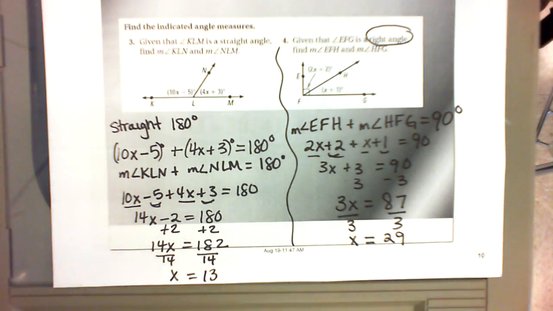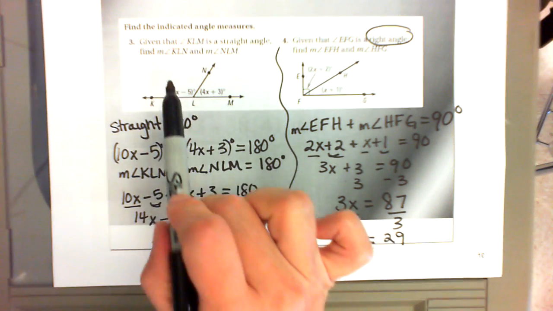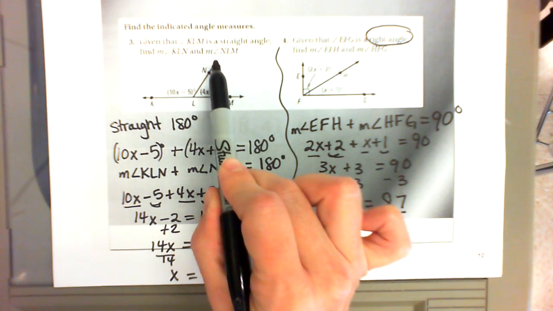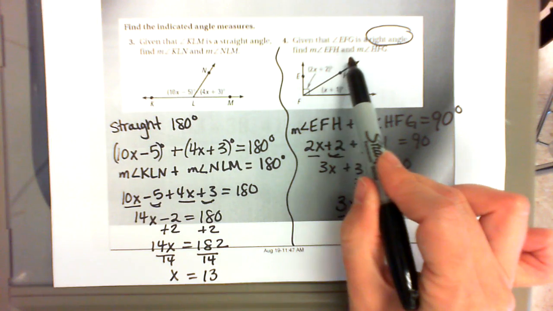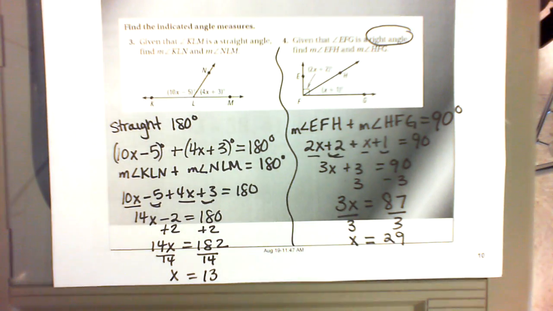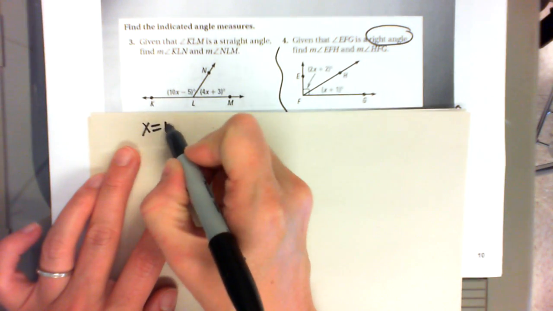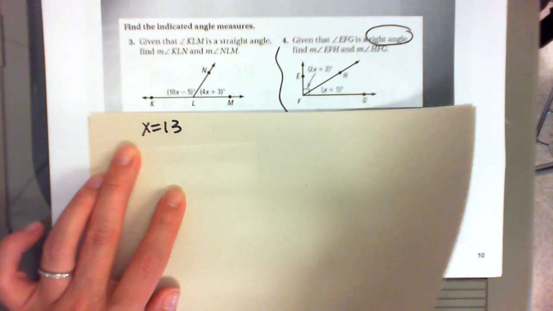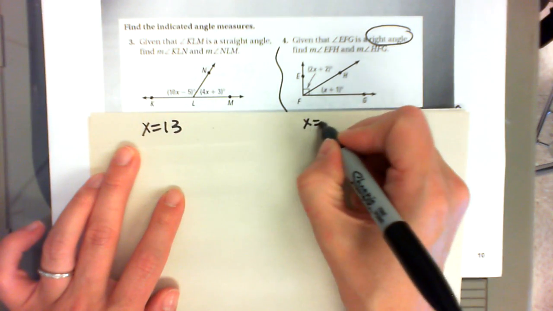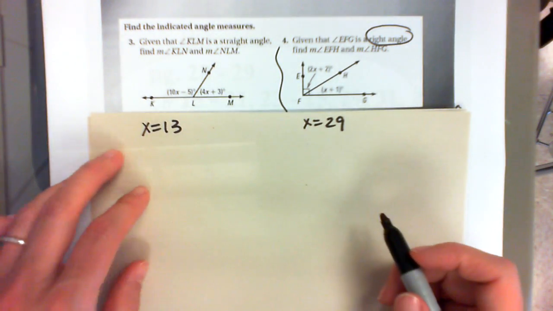Now, we needed to find the measure of the angles for both of these problems. So I found x, but I need to make sure to read the instructions carefully. If I find x, I'm not finished. It says find the measure of angle KLN, find the measure of angle NLM, find the measure of angle EFH, and measure of angle HFG. So to do that, on the left-hand side, we know that x equals 13. And on the right-hand side, we know that x equals 29. All we do is substitute in and evaluate.